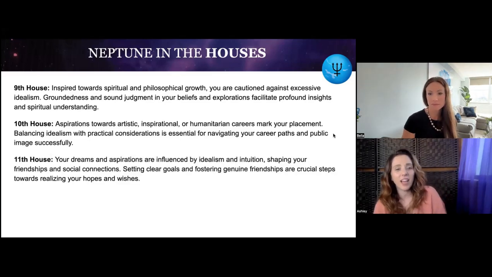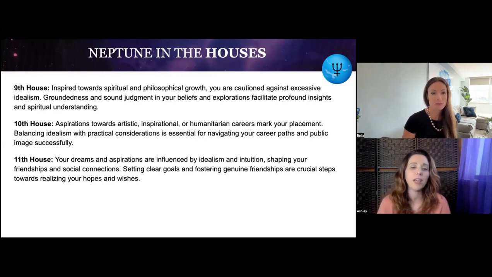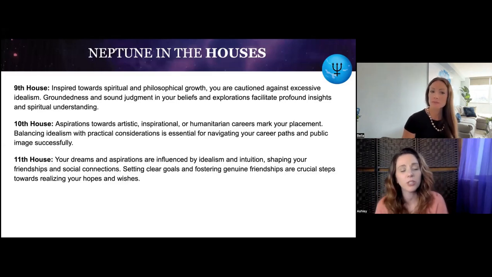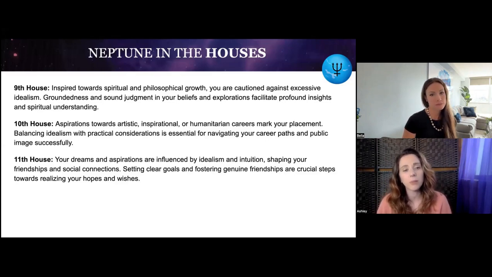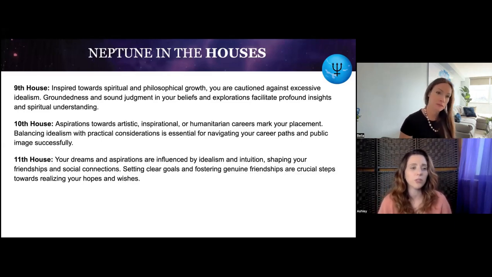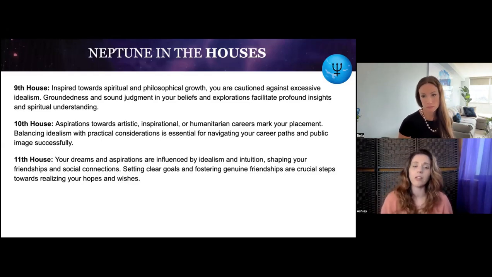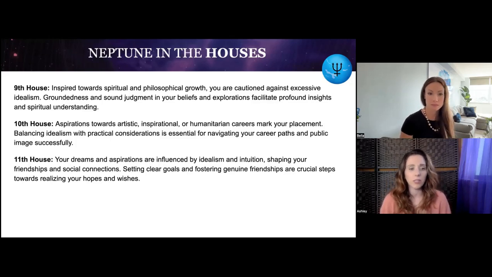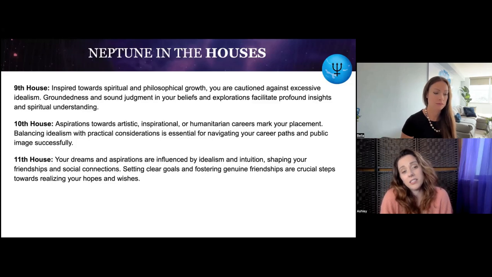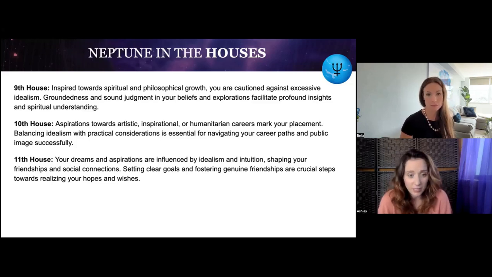If you have it in the 11th house, then your dreams and aspirations are influenced by idealism and intuition, shaping your friendships and social connection. Setting clear goals and fostering genuine friendships are crucial steps towards realizing your hopes and wishes. The 11th house does represent friendships, but remember, it's also associated with Uranus and Aquarius. And so it's also revolutionary and weird and futuristic. So it's not just friendships and social connections, but here we're going to see that idealism can go into your revolutions. Are they idealistic? Are they diluted? What is happening with this area for you?